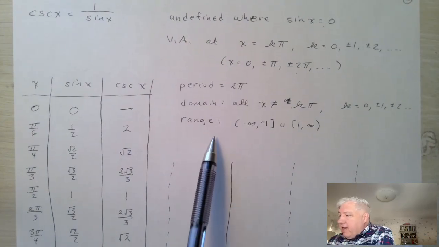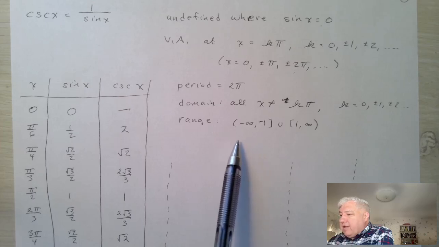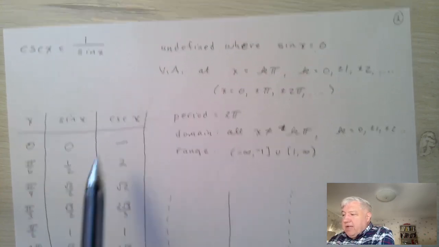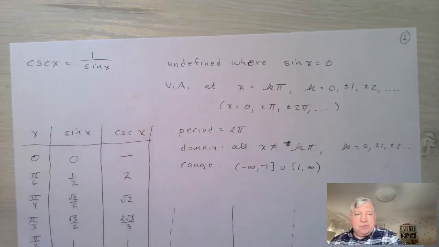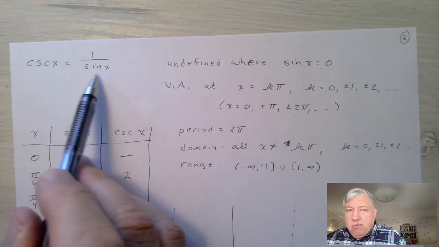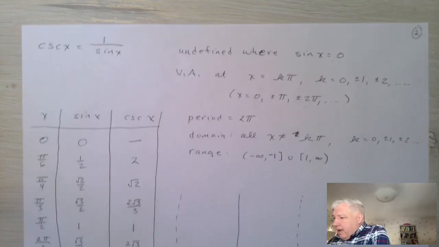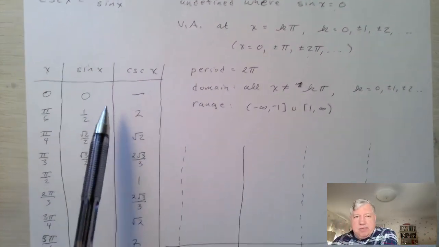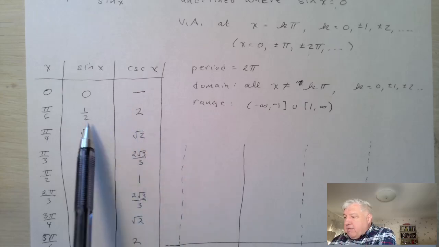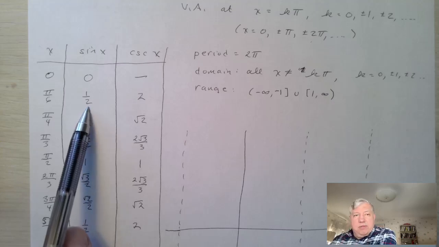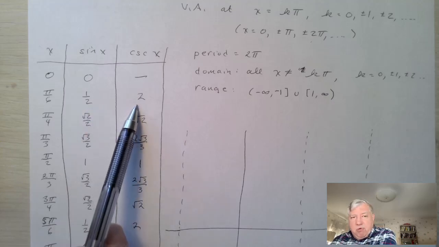And the range, we'll see, for the same reason as for secant x, is going to be all numbers that are less than or equal to negative 1 or greater than or equal to positive 1, because once again, if sine of x is between negative 1 and 1, then the reciprocal is going to either be bigger than 1 or less than negative 1. And if we look at the values of sine x, once again from the unit circle, and we take reciprocals, we get the values of cosecant x. At pi over 6, the sine is 1/2, and so the reciprocal will be 2, and so on.